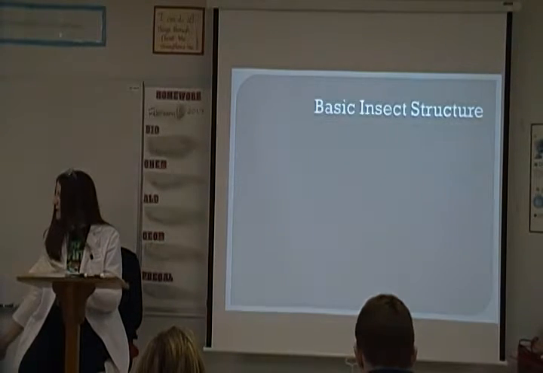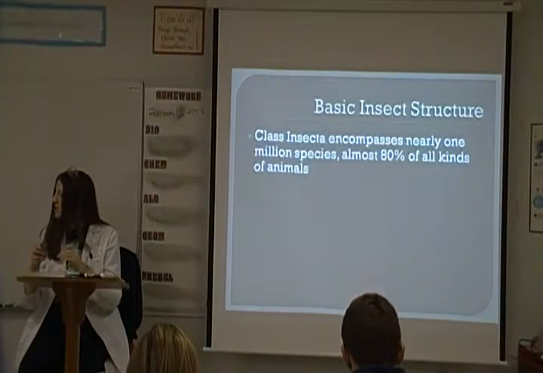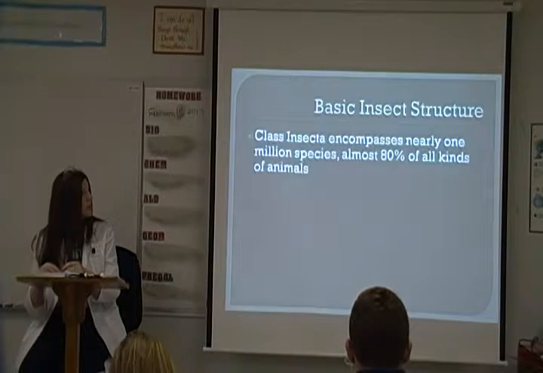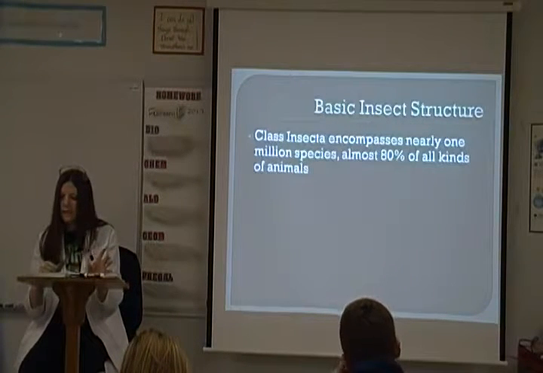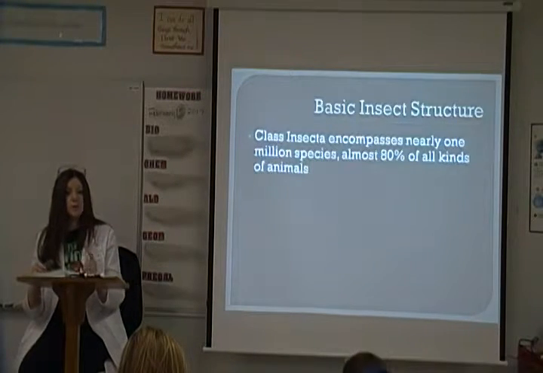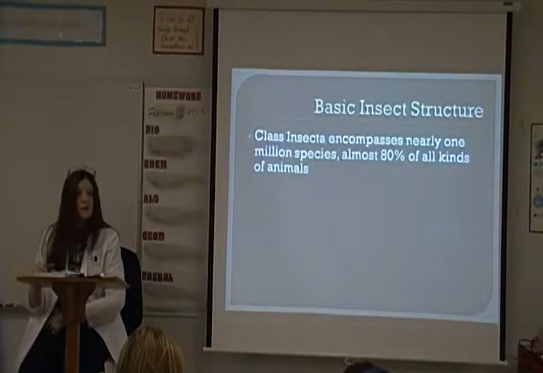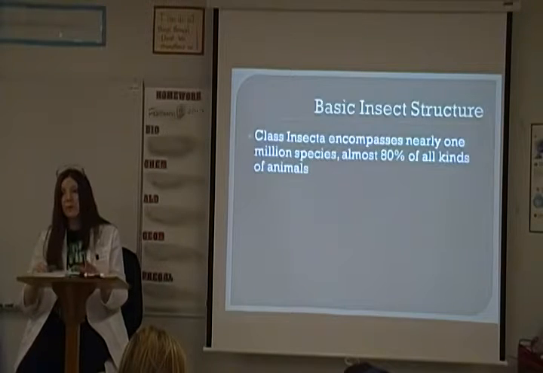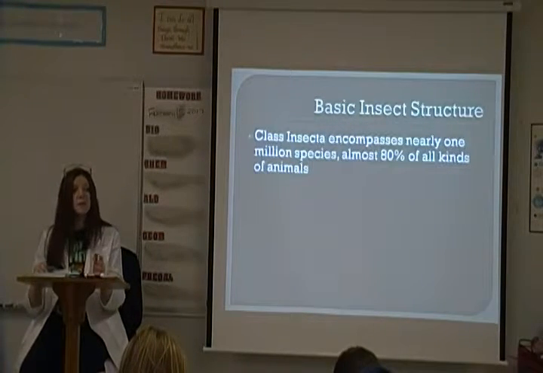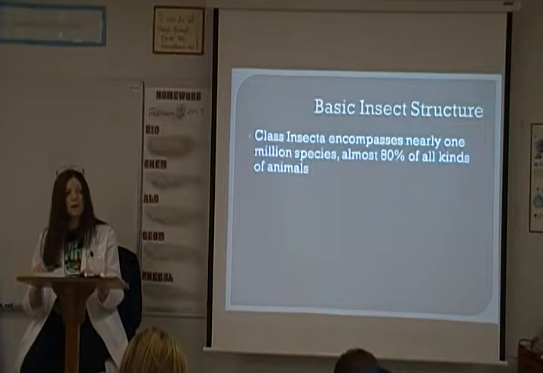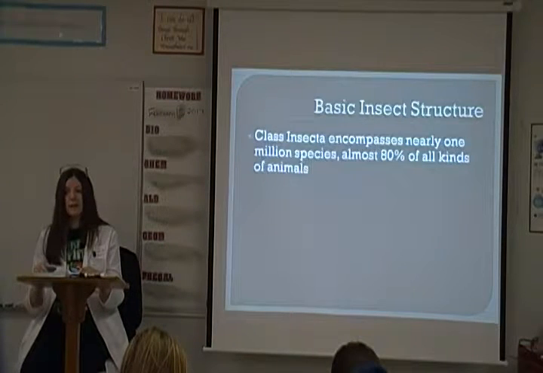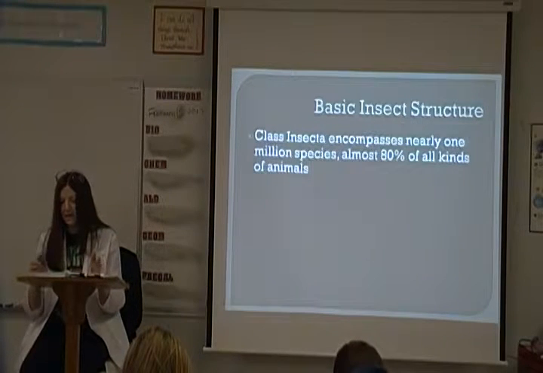Lots of info about insects. First of all, class Insecta encompasses nearly 1 million species, but like I said, the estimate is that they outnumber humans 200 million to 1. There's about 7 billion people on this planet, right? So for every one person on the planet, there's 200 million insects. So almost 80% of all kinds of animals are insects.